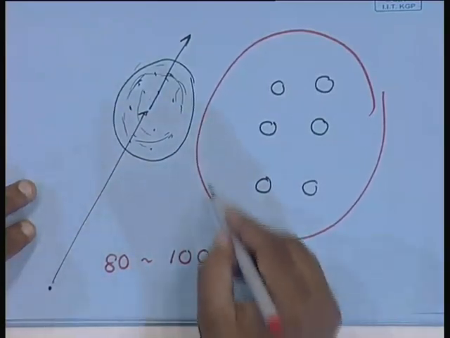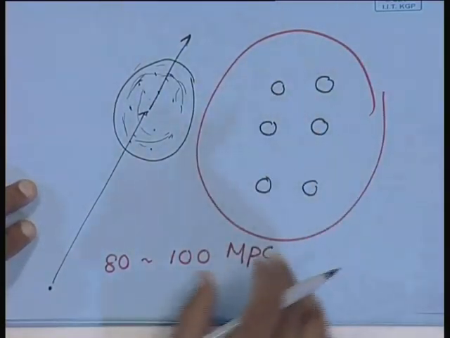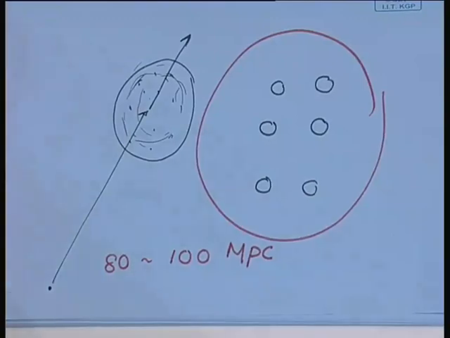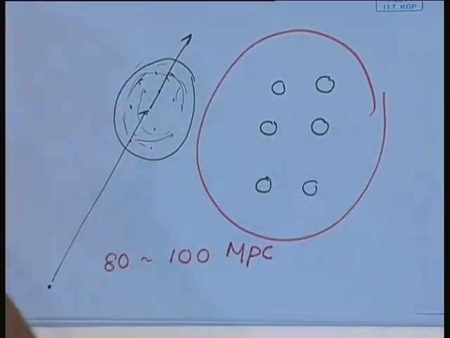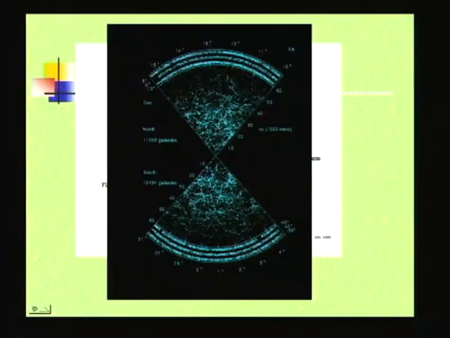So, if I put circles of radius of the order of 80 to 100 MPC in this picture, then the galaxy distribution becomes homogeneous. So the galaxy distribution does indicate homogeneity, provided we average the galaxy distribution over length scales of the order of 80 to 100 megaparsecs. On smaller scales, we have structures in the galaxy distribution.